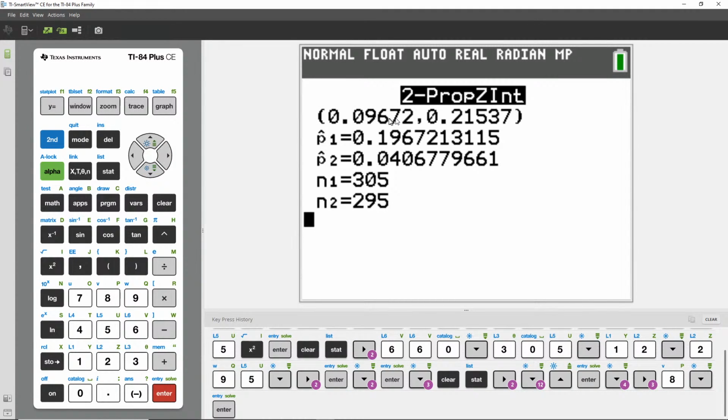And look at what we have. The confidence interval is from 0.09 to 0.21. All we wanted to know was that 0 is not contained in this range. 0 is to the left of these numbers. So the difference between those two proportions is a positive number. That's evidence to support the claim that P2 is greater.